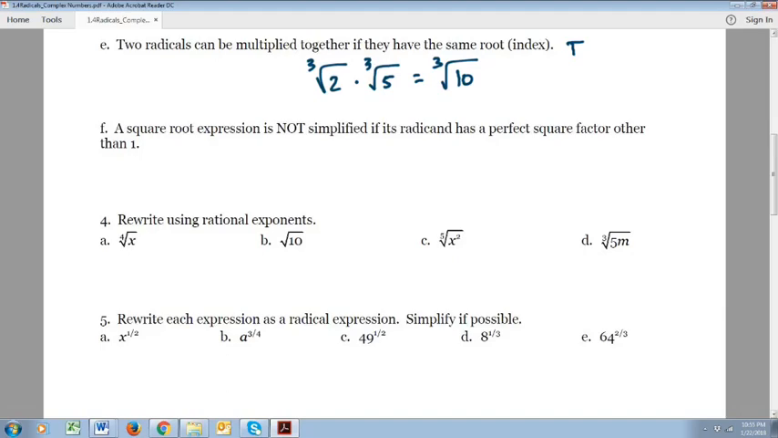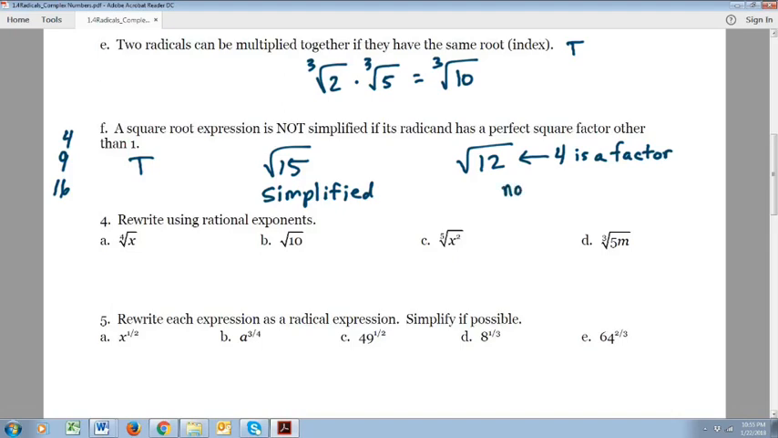Let's look at F. It says a square root expression is not simplified if its radicand has a perfect square factor other than 1. And this is true. So for example, the square root of 15 is considered simplified because if you look at our perfect squares other than 1, in fact 4, 9, and 16, that's going to be enough here to see 15 is not divisible by any of these numbers, certainly nothing bigger, and so this is simplified. Whereas if we had something like the square root of 12, notice 4 is a factor, and so this is not considered simplified.